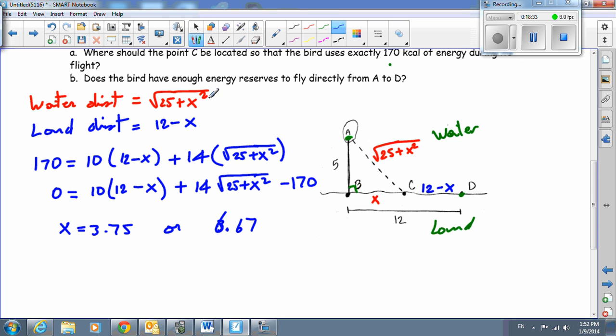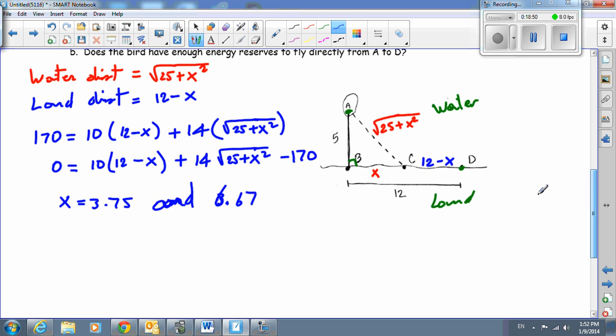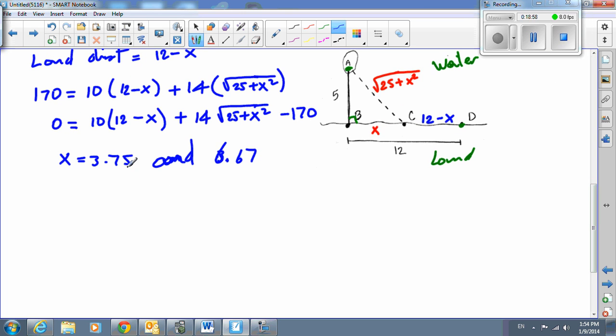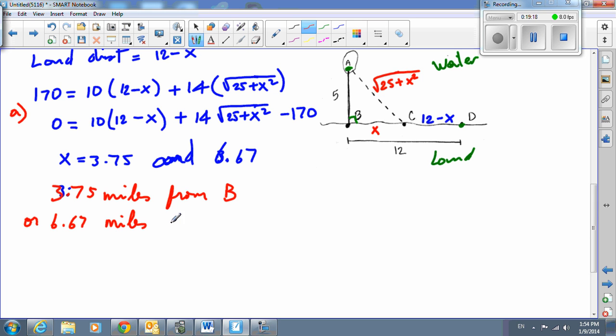Now, once you get these two, check if it works. If I plug in 3.75 here, it works. And will it add up here? I have 3.75 and 6.67. Okay, actually it's and, not or. If I add the two, looks good to me. Now, I have my two answers. By the way, I'm answering question A. The point C is 3.75 miles from B, or 6.67 miles from B.